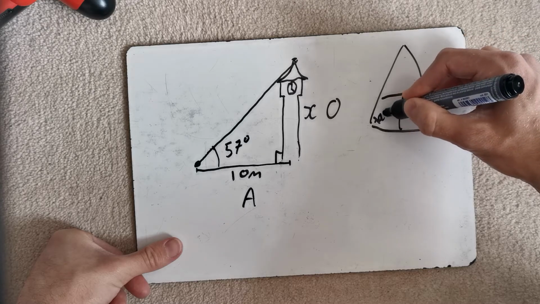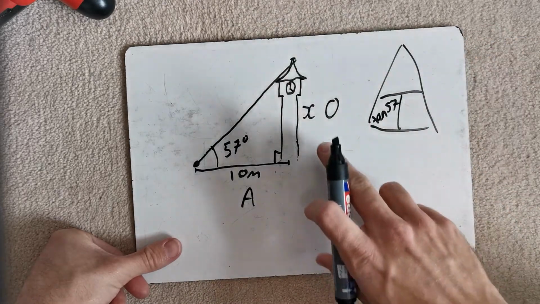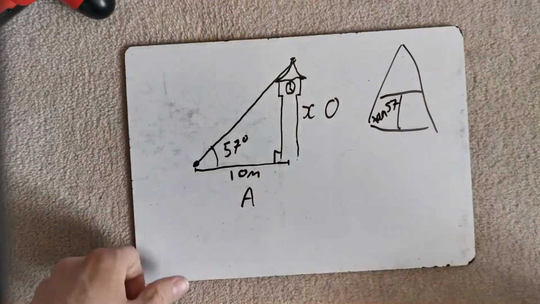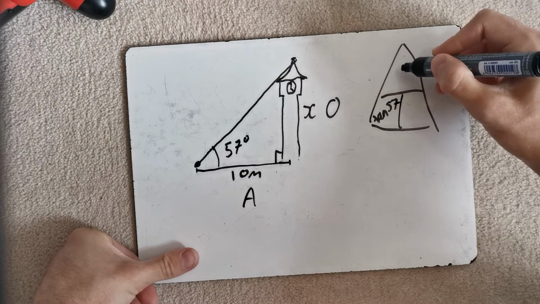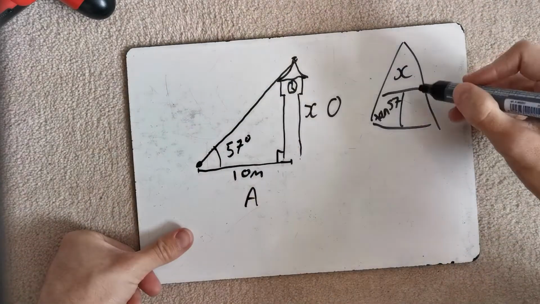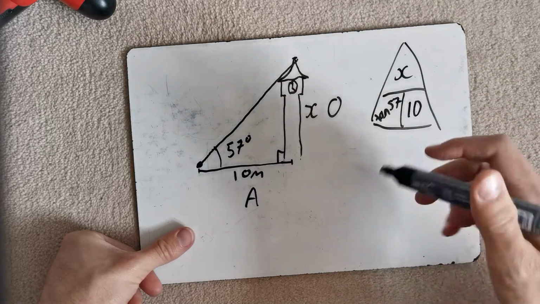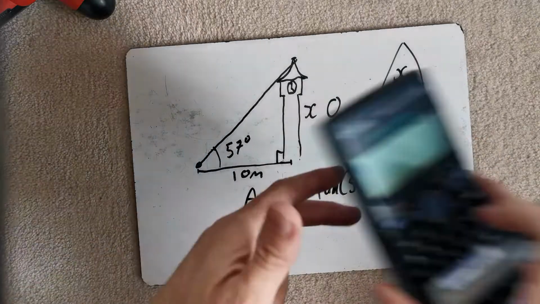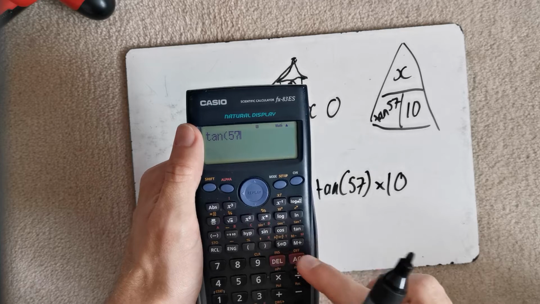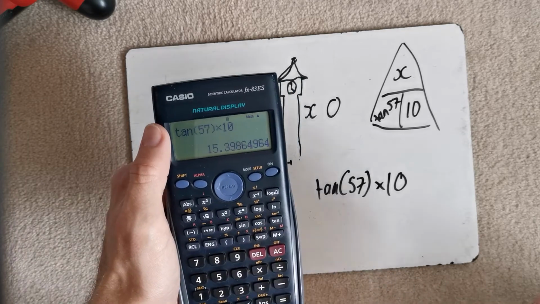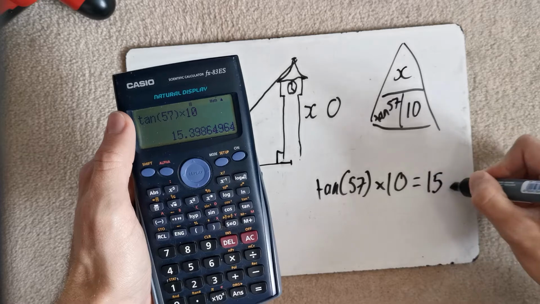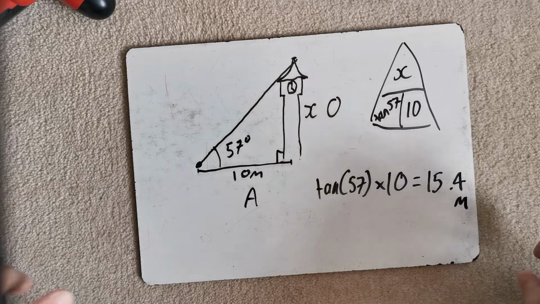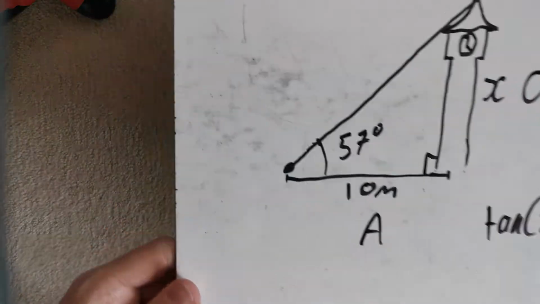So tan of our angle, which is 57. Remember, opposite's on top, so we're going to put the opposite there, which is x, which is what we're trying to find out, and our adjacent is 10. So tan 57 times by 10 gives us our answer. So tan 57, close the bracket, times it by 10. That comes out as about 15.4 meters. That's what we did on my degree to find out the height of a clock tower. Nice bit of improvisation there.